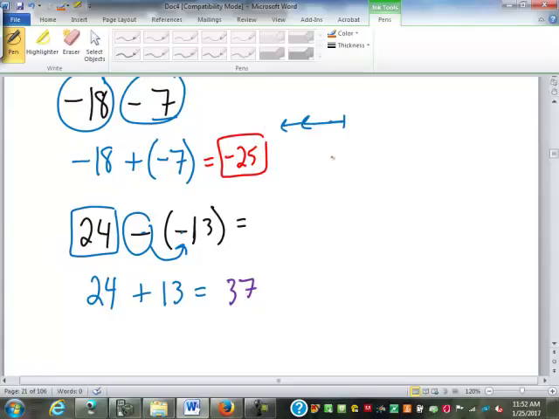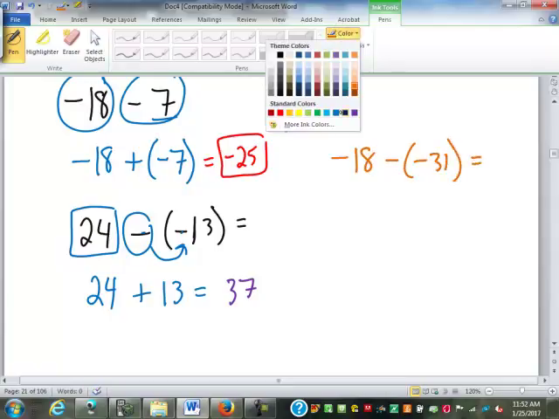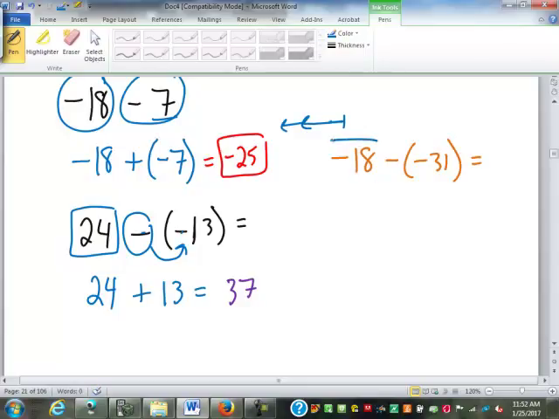We might have negative 18 minus negative 31. Now again, what happens to the negative 18? Nothing. It stays the same. Negative 18. Minus negative 31 becomes plus 31. Very good.